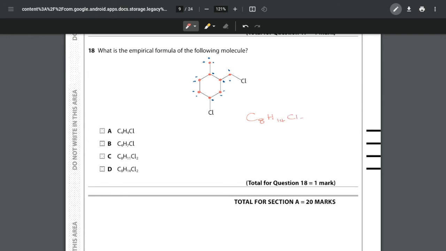And I've got 2 chlorines. Now you can see each of these numbers can all be divided by 2, so they are not the simplest number. So we have C4H7Cl. So our answer is B.